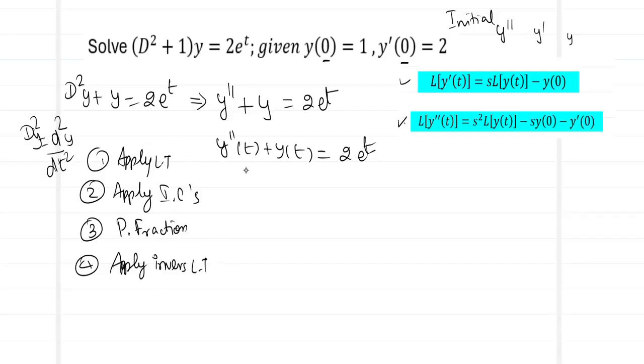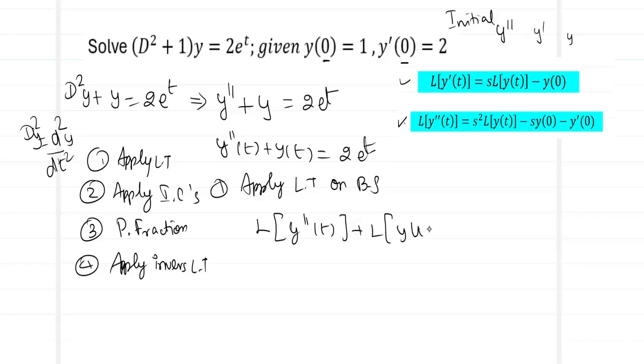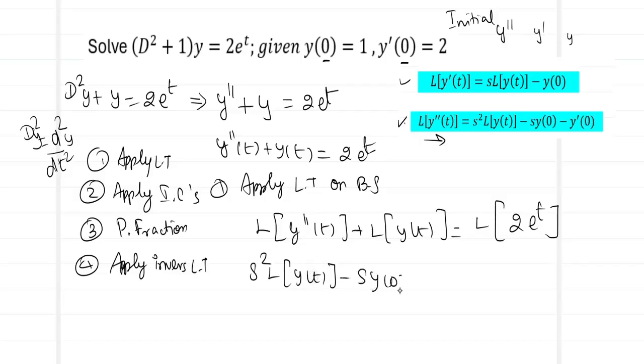So this is the step which we are going to follow. We'll begin with step 1. What is our step 1? You apply Laplace transform on both sides of your differential equation. So this gives me Laplace of y double dash of t plus Laplace of y of t is Laplace of 2e power t. Now, what do we know about Laplace of y double dash of t? Substitute from over here: s square Laplace of y of t minus s y of 0 minus y dash of 0. So this is my Laplace of the second derivative.